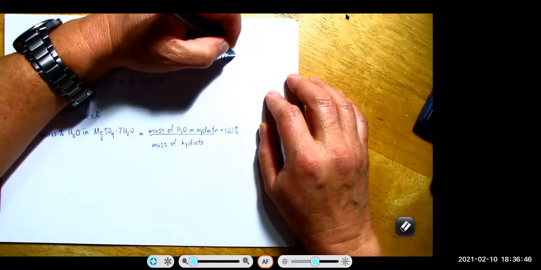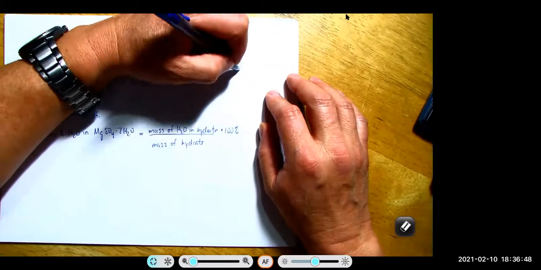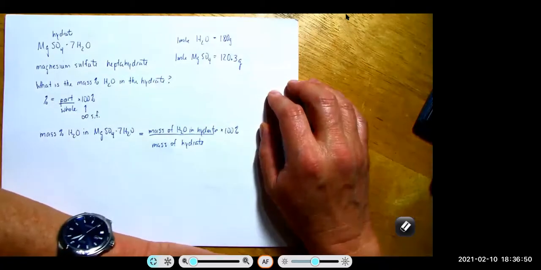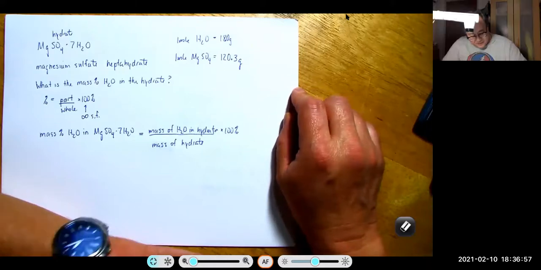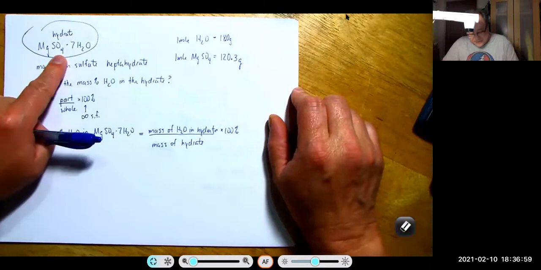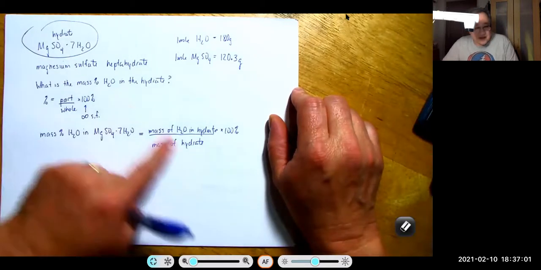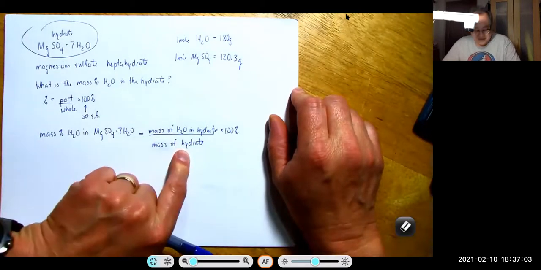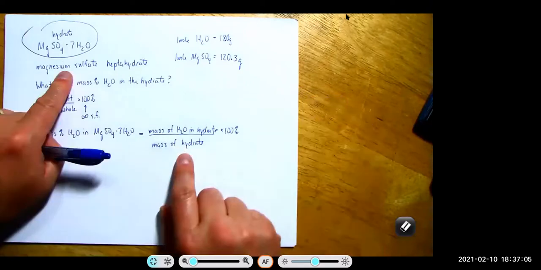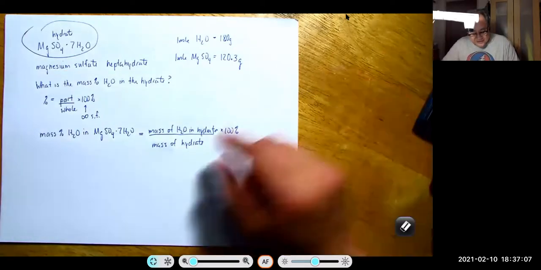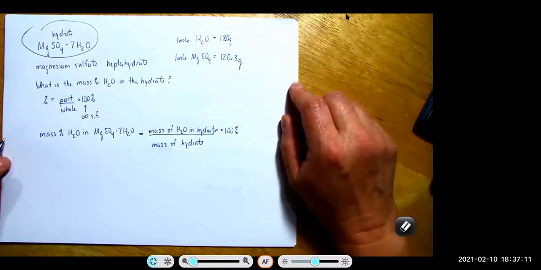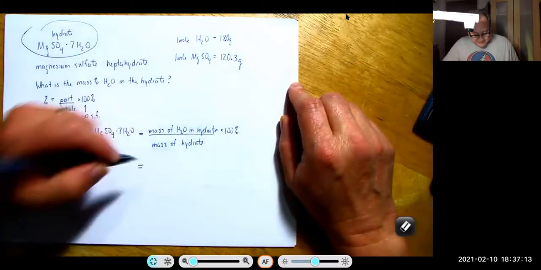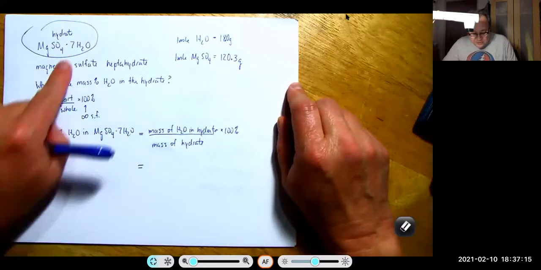120.3. So Tony, wouldn't the equation read that it's supposed to be over the mass of the magnesium sulfate hydrate? Yeah, but I just call it mass of the hydrate. That's exactly what I have. Because I'm abbreviating this because I don't want to write all that out. Oh, okay. I got you. Never mind. So in this case, how many H2Os are in here?